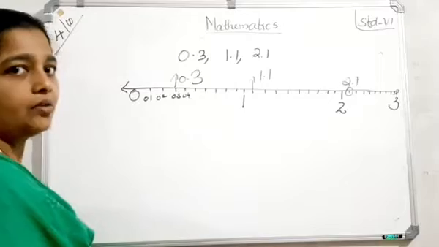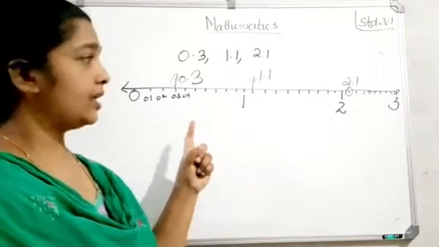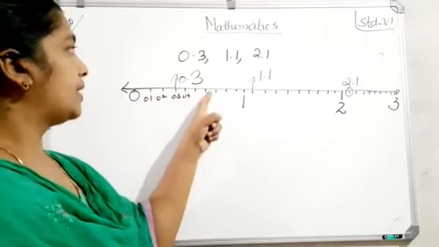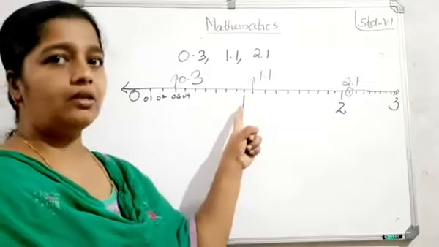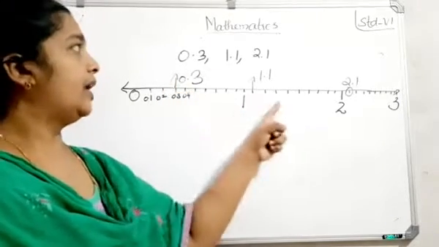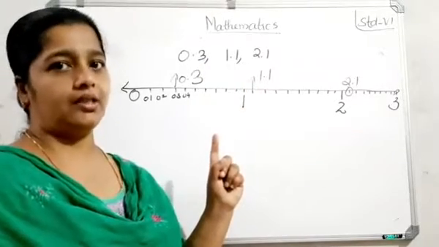All of you understand? Once more. First, we draw the number line starting from 0, then 1, 2, 3, up to 10. Here 1 is 1.0. Clear? Then we can represent these decimal numbers on the number line.